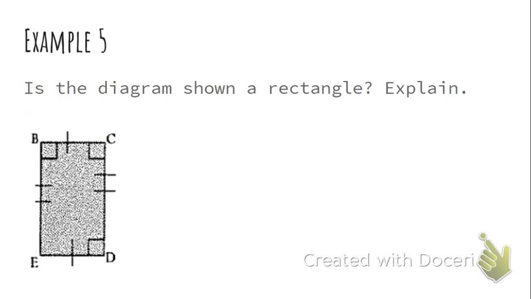Okay, next. Is the diagram shown a rectangle? Explain. All right, so we've got a couple things to walk through. If this is going to be a rectangle, it needs to be a parallelogram, and it needs to have all 4 right angles. So let's start with the parallelogram part. Is this a parallelogram?